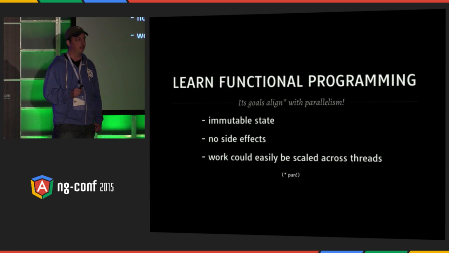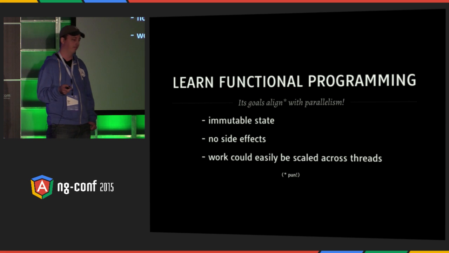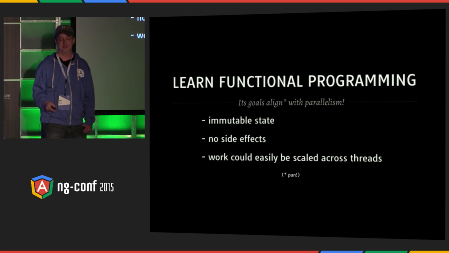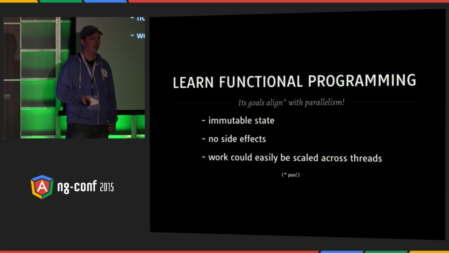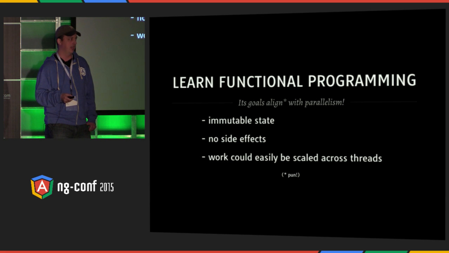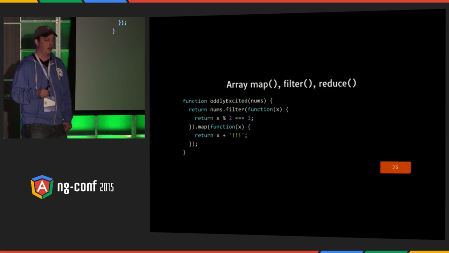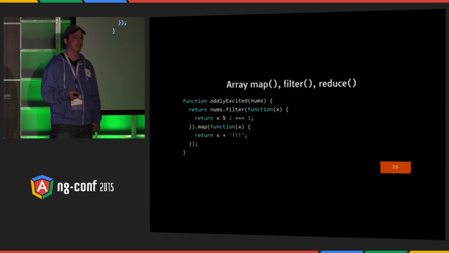But a good thing to do to prepare for this is to learn functional programming. Functional programming has goals that align with parallelism. Pun? Aha. Someone got it. The goals are things like immutable state and no side effects, or more importantly, controlling your side effects. And that makes it easier to spread the work across multiple threads. So you can prepare, you can get started with some functional programming.